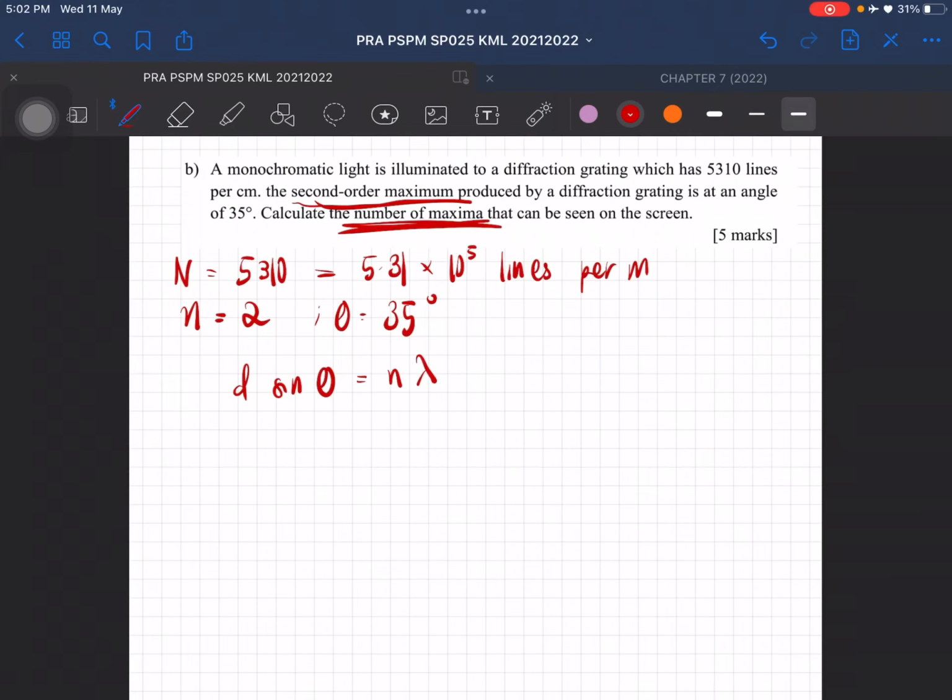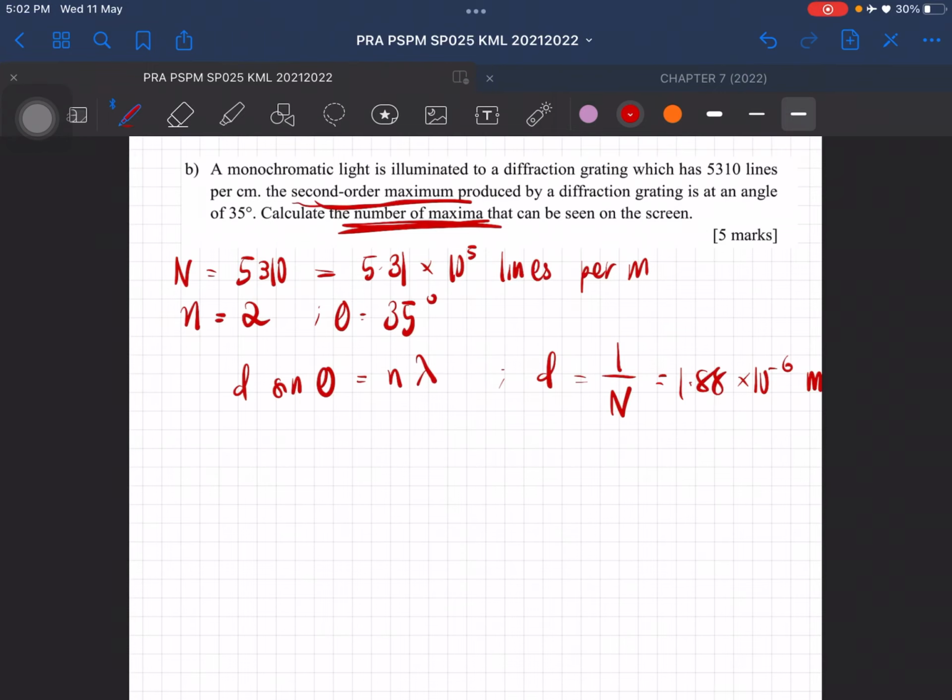Do we have the wavelength? No, we do not have the wavelength, and we also do not have the value of d here. So how do we find the small letter d? It is 1 over n, so this is 1.88 times 10 negative 6 meter. Okay, from there we now need to find lambda.